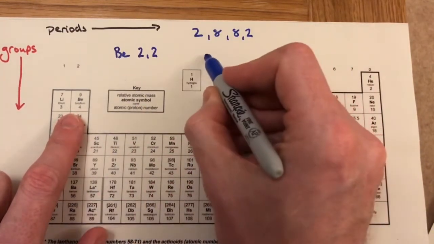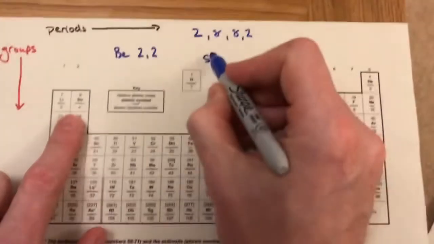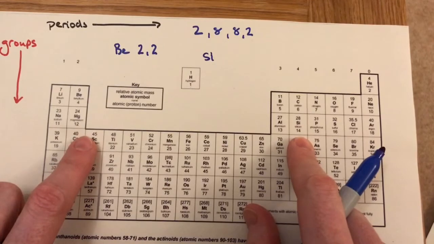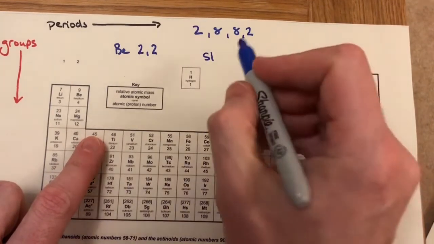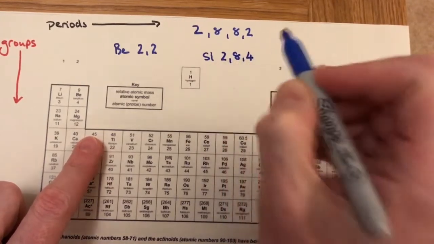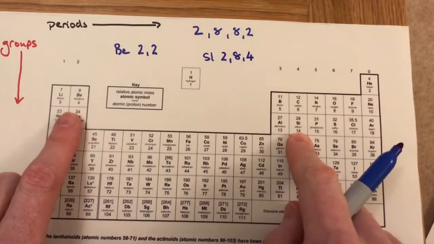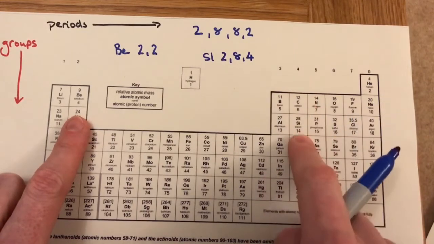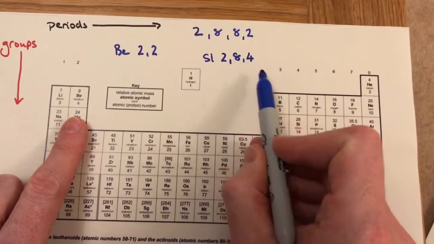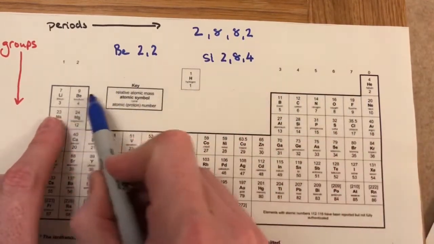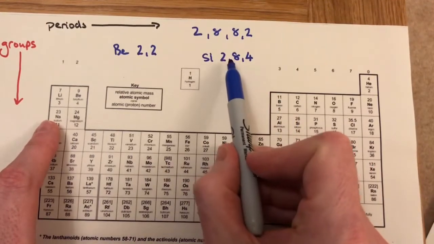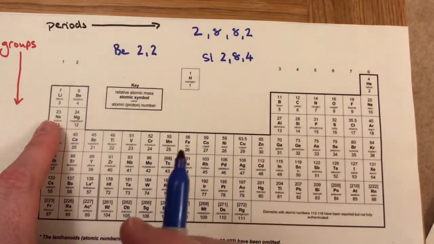Here's another one. Let's have silicon, Si. Si is over here. So Si says it's got 14, and we know 14 would be 2 in the first, 8 in the second, and then 4. But let's just check. If we work our way across the groups, this is group number 4, so we know it's got to have 4 electrons in the outer energy level. And then it's in the third period, which is why it's got 3 energy levels.